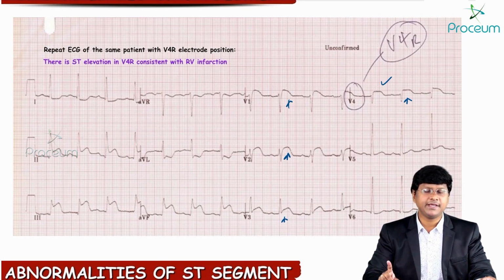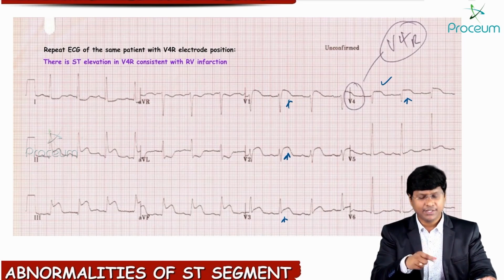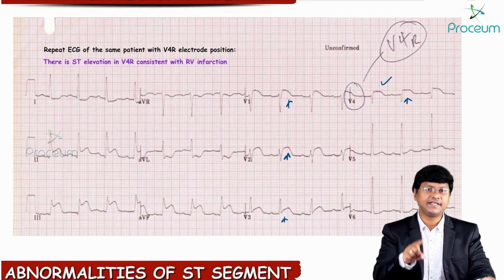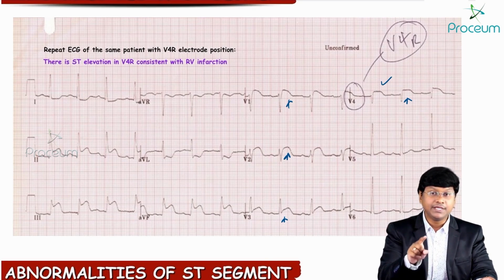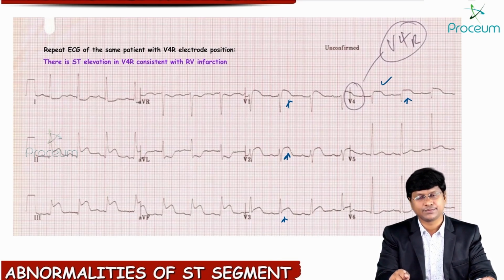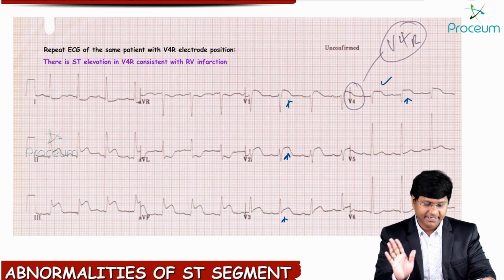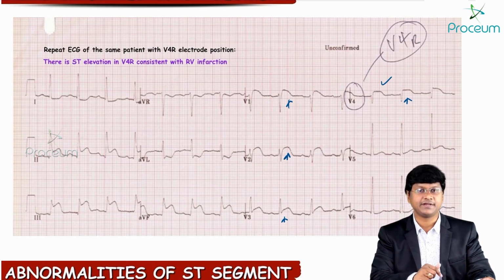So posterior wall MI, you have to place the leads at V7, V8, V9. Right ventricular MI, you place the leads on the right side. And if there is ST segment elevation in your right sided leads, because your V4 becomes right sided lead now, and if there is ST segment elevation in V4, V3, V2, then it becomes the right ventricular MI. Right? Then it becomes right ventricular MI.